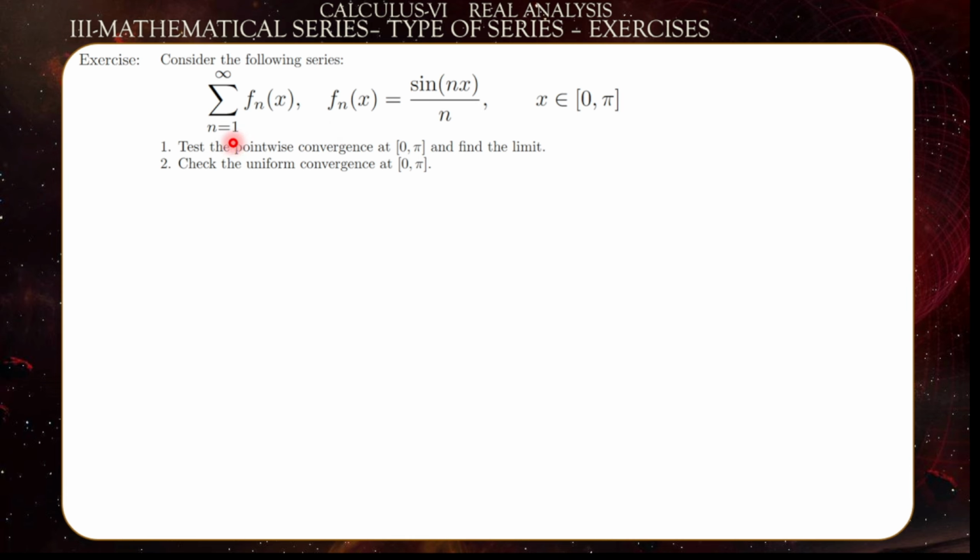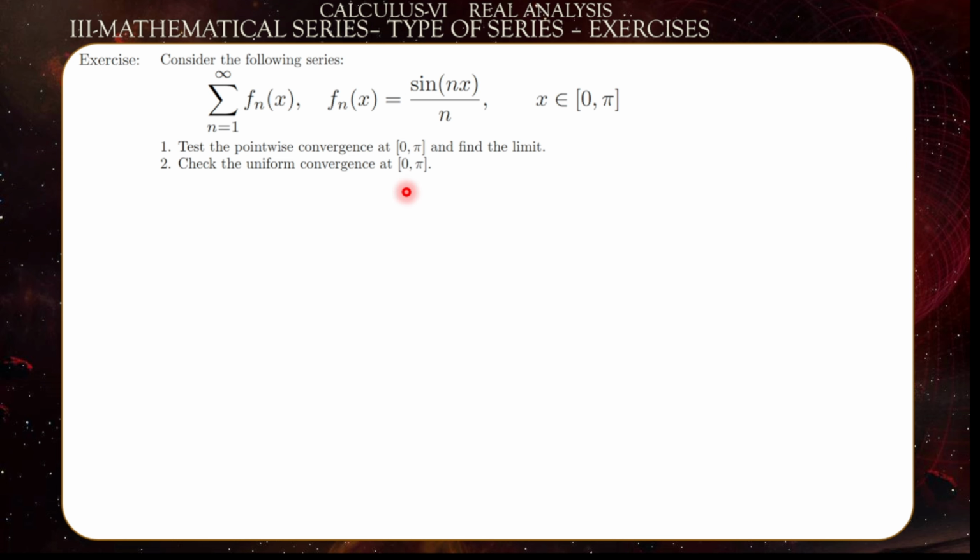Consider the following series. We have the sigma of f_n(x), n equal 1 to infinity, f_n(x) being equal to sine nx divided by n, for x varying within the interval [0, pi]. At first, test the pointwise convergence on [0, pi] and find the limit, and check, secondly, the uniform convergence on [0, pi].